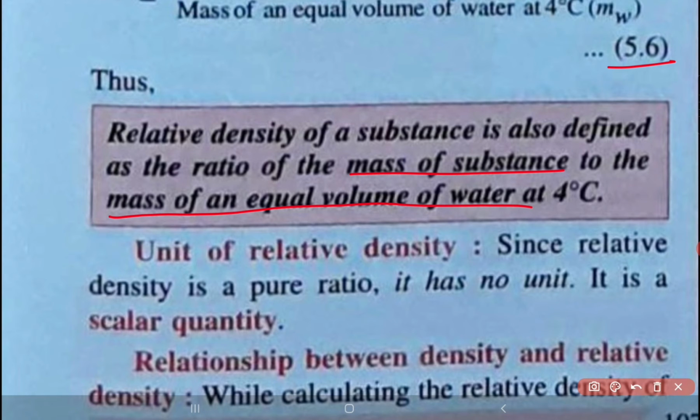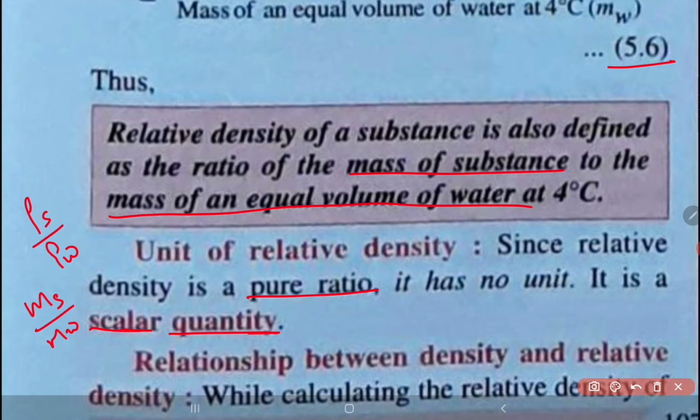Unit of relative density: since the relative density is a pure ratio, either it is rho s upon rho w or it is ms upon mw. In both cases the units will get cancelled, therefore it doesn't have any unit, and it is a scalar quantity because density is a scalar quantity. So this relative density also becomes a scalar quantity.